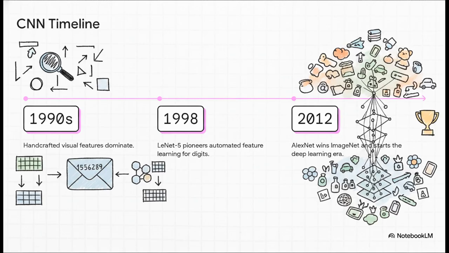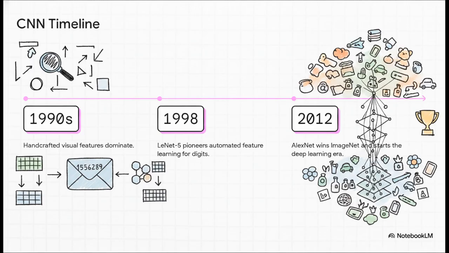Before deep learning, humans literally had to handcraft visual rules using complex algorithms. Then, in 1998, Yann LeCun introduced LeNet 5 to read handwritten postal codes. It successfully proved that a network could actually learn its own features using convolution and subsampling. But the hardware back then was weak and the datasets were way too small.